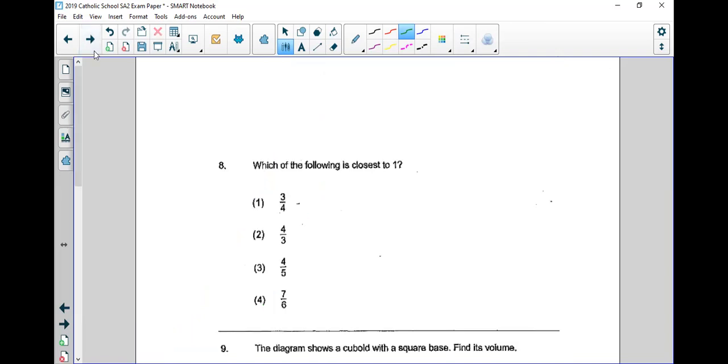Question 8. Now you should know how to do this already, right? Which is the closest to 1? Question 8, your answer is number 4. Now, to get your answer, which is closest to 1, you have to find the difference. You take 1 whole, which is 4 quarter minus 3 quarter, you get 1 quarter. That's the difference, right?